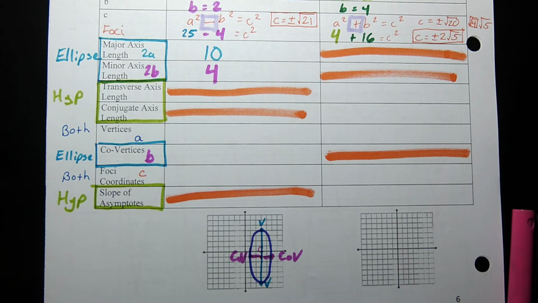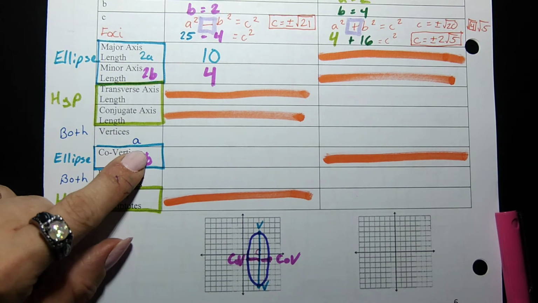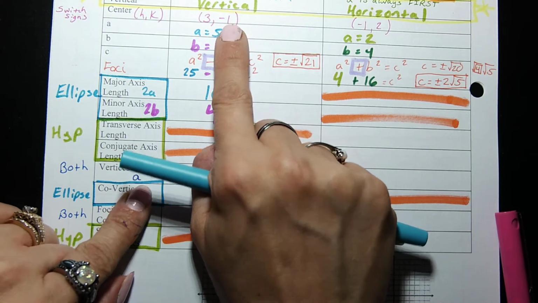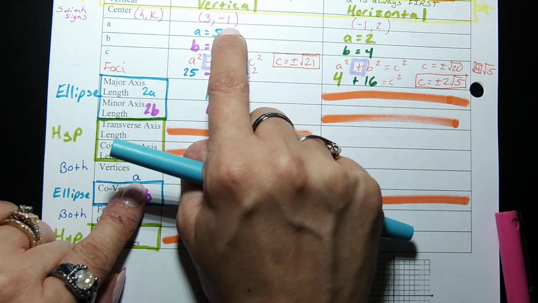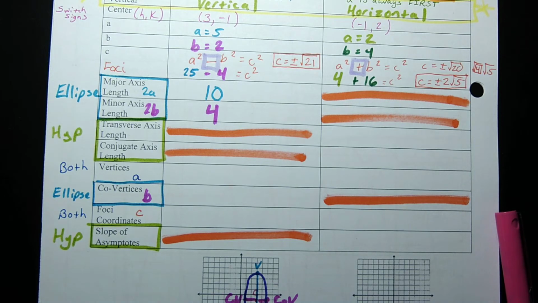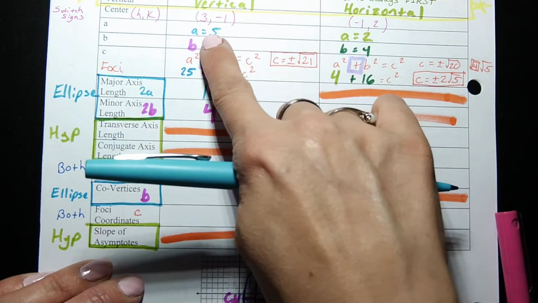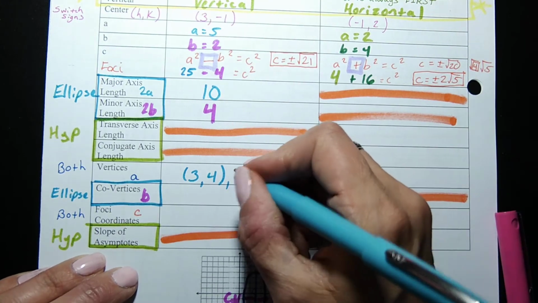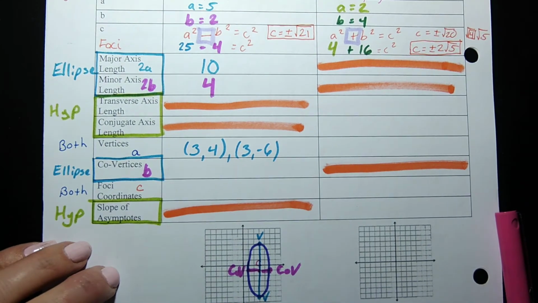So folks, if I wanted to find the vertices, I could just pull those points from the graph. But if I know that this is vertical, I know that my vertices are going to affect the y value, that I need to move up and down from my center by 5. So if I move up by 5, we add 5 to the y value, and we get 3, 4. And if I move down by the a value from the y value, -1 minus 5 will give me -6. And we would see that those 2 points match up with the ones from my graph.